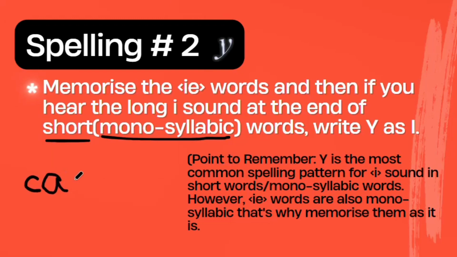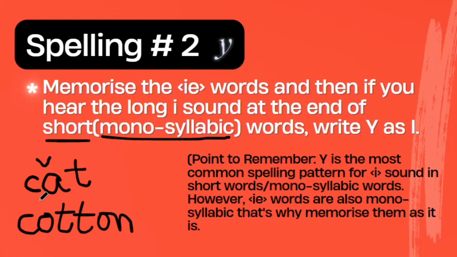For example, cat, you hear only one vowel sound here. This is a monosyllabic word. But if you hear the word cotton, you hear 2 vowels, cotton. So this is a disyllabic word. So what I just said is that if you hear the I sound at the end of a short word like this one, you need to write letter Y, except those 4 words that I have already told you.